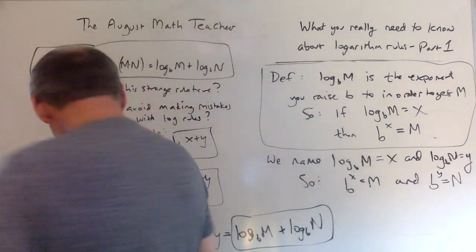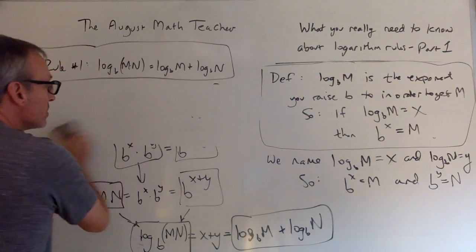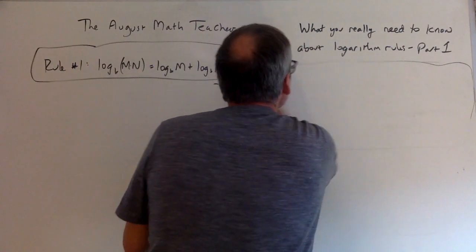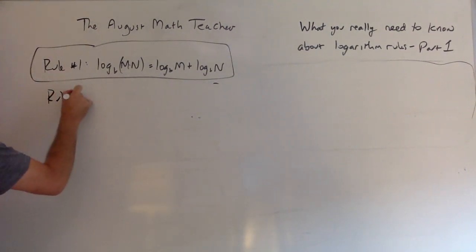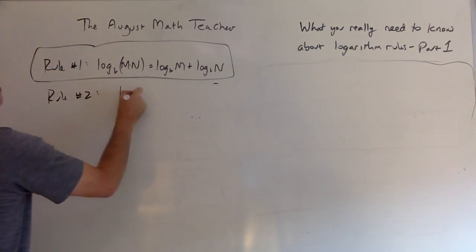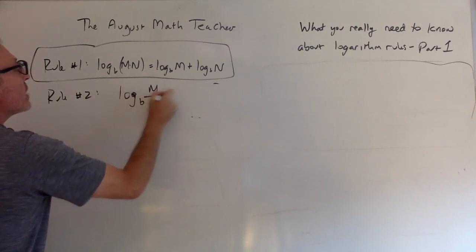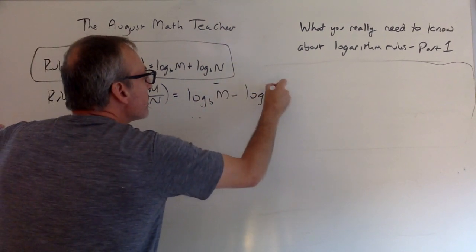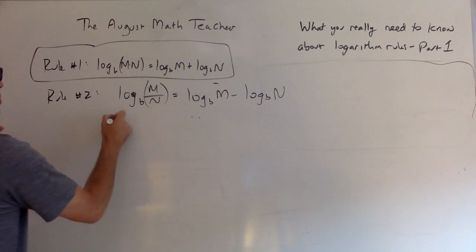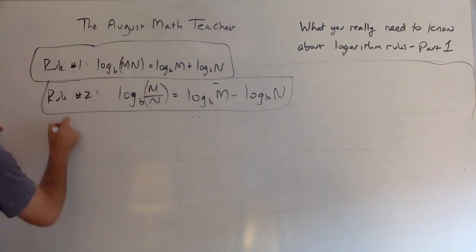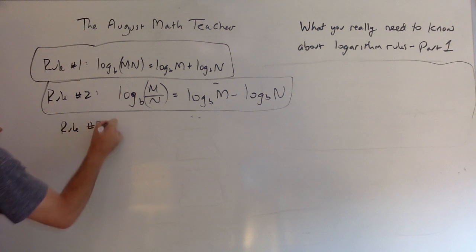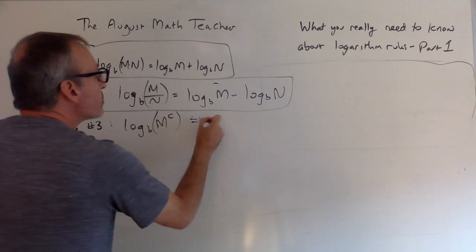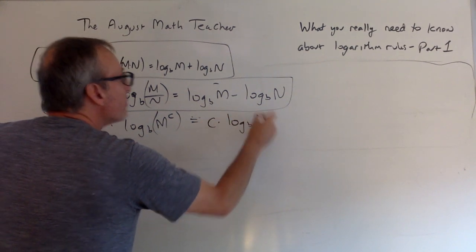There are actually 3 log rules that go together. There's more than 3, but the 3 main ones that go together. The second is the log base b of m over n is equal to the log base b of m minus the log base b of n. And the third rule is that the log base b of m to a power, which I'll call c, is equal to c times the log base b of m.